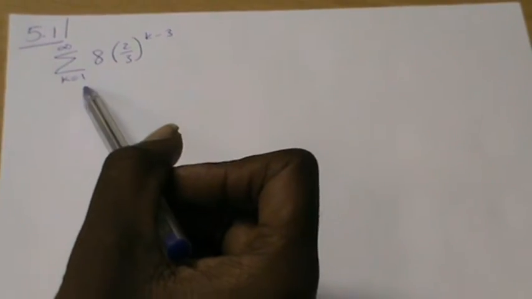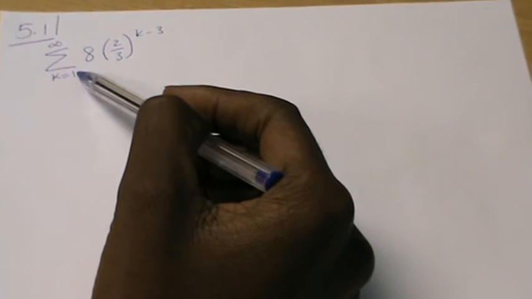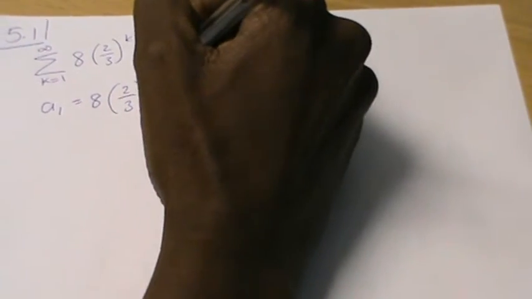So what we need is to find out what A, or A sub 1, is, and then what is our common ratio, because I can tell already this is a geometric series. Okay, so to find A sub 1, I would substitute k. Remember what happens? To get my first term, I substitute k is equal to 1. This is my starting point. And then the second term, I have k is equal to 2. So A sub 1 here is 8 multiplied by 2 over 3 to the power of 1 minus 3.